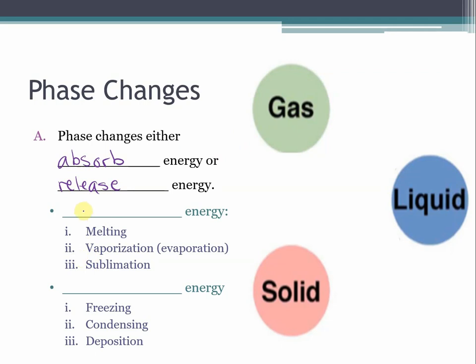So the types of changes that require absorbing energy, well, those are the things that get warmer. So your melting process, which is from a solid to a liquid, right? You heat that up, you put energy in, and it melts. Or going from a liquid to a gas, you put some water on the stove and you can boil it. It'll vaporize. You might be used to calling it evaporation.